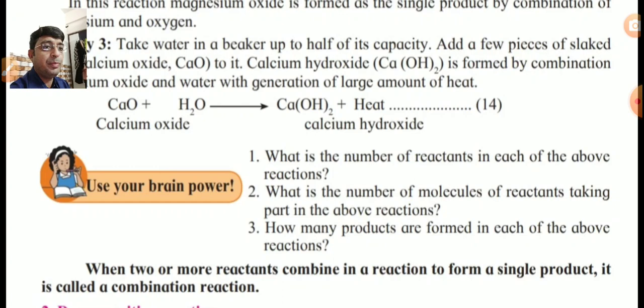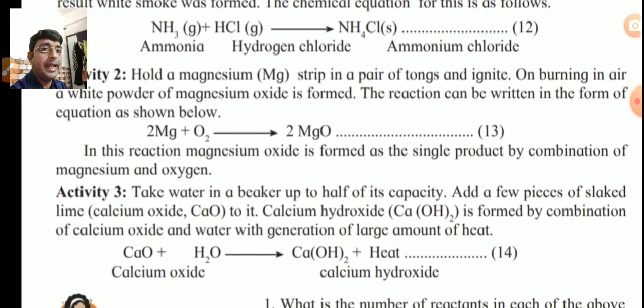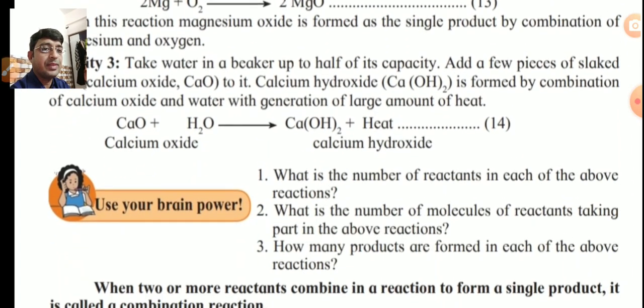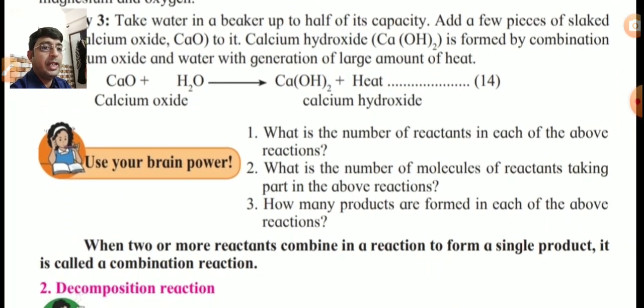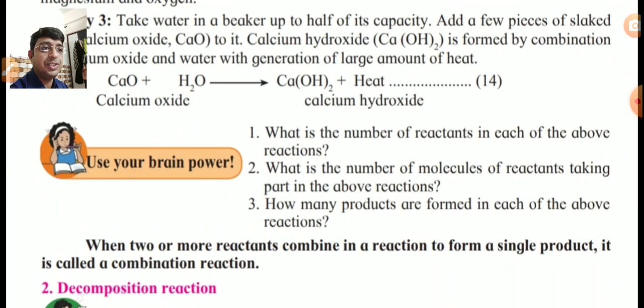What is the number of molecules of reactant taking part in the above reaction? So on the reactant side again, 2 molecules of reactants react together. Check there. So the answer is 2. And how many products are formed in each of the above reactions? So only one product is formed. So we define the combination reaction.